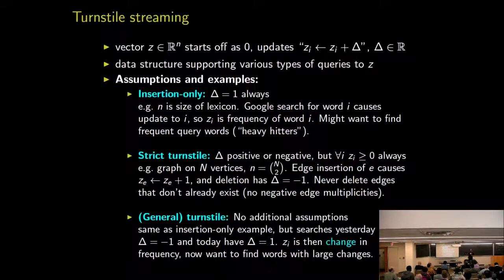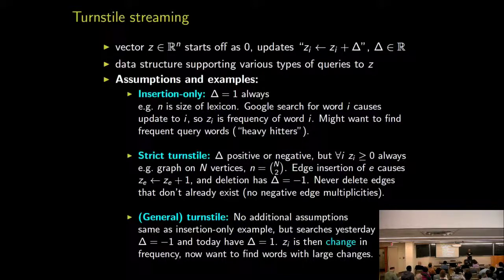And then people are inserting and deleting edges, like 2 people just became friends on Facebook, so now there's a new edge. And then later, they started dating and they broke up, and one unfriended the other, right? So now they unfriended, and now the edge is deleted. Okay, so you can't unfriend someone if they were never your friend in the first place. And then there's the general turnstile model, where deltas can just be arbitrary. You can insert, you can delete, things can go negative, right?